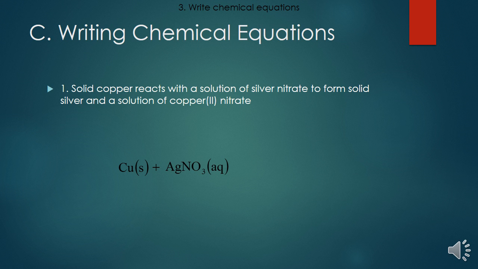Now these two substances are going to react to form some new substances. So we will show that by writing an arrow, again pointed to the right. And then we're told that we form solid silver, so that would be Ag, and then S would be in parentheses to show it's a solid, and a solution of copper(II) nitrate. Notice we separate the symbols for the two substances using a plus sign. The formula for copper(II) nitrate, Cu(NO3)2. We're told it's a solution, so AQ in parentheses.